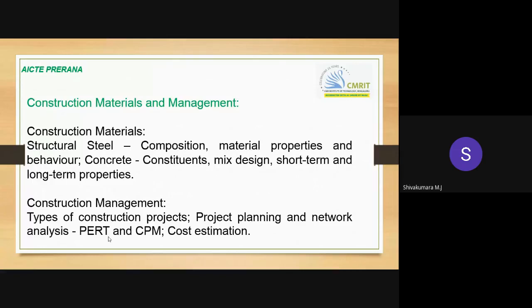Under construction materials, in structural steel we will discuss what chemical compositions structural steel consists of, and what its mechanical and physical properties are. We'll also discuss its behavior under the application of load.